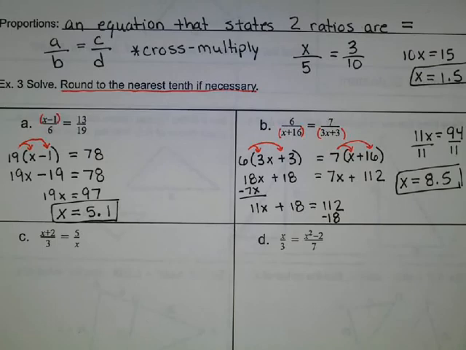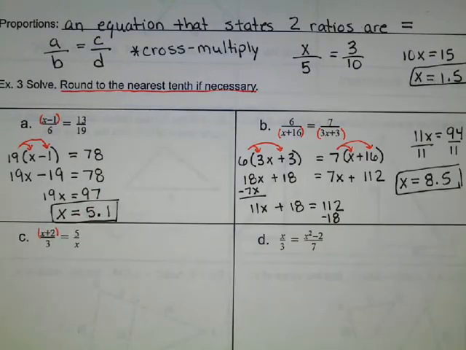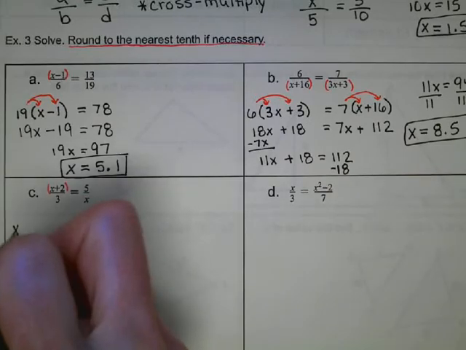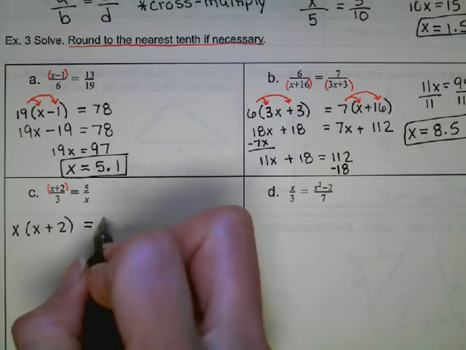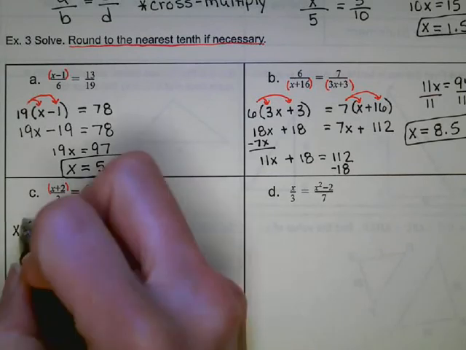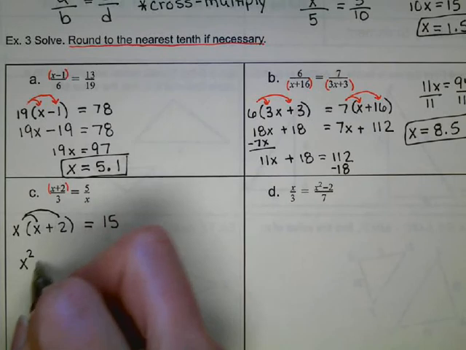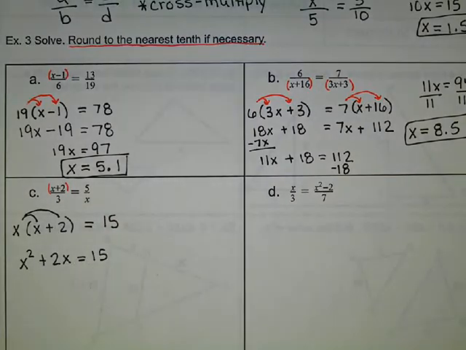Alright, the next one's a little bit different. And here's why. When you cross multiply on this one, again, put the parentheses around the one that has a plus sign, you get x times (x plus 2) equals 15. When you distribute, an x times x is going to give you x squared plus 2x. Now you'll notice you have an x squared in the problem. When you have an x squared in the problem, we call this a quadratic.